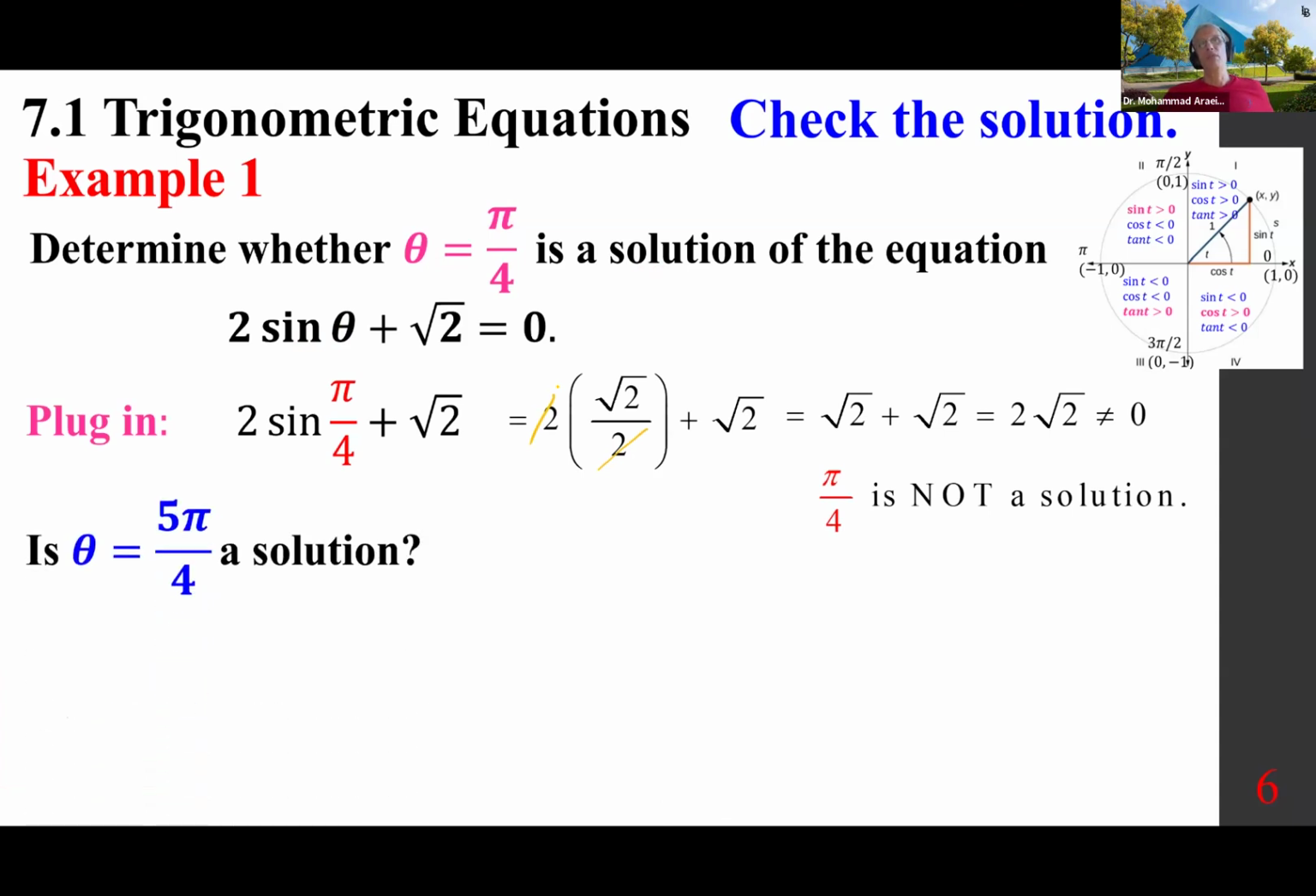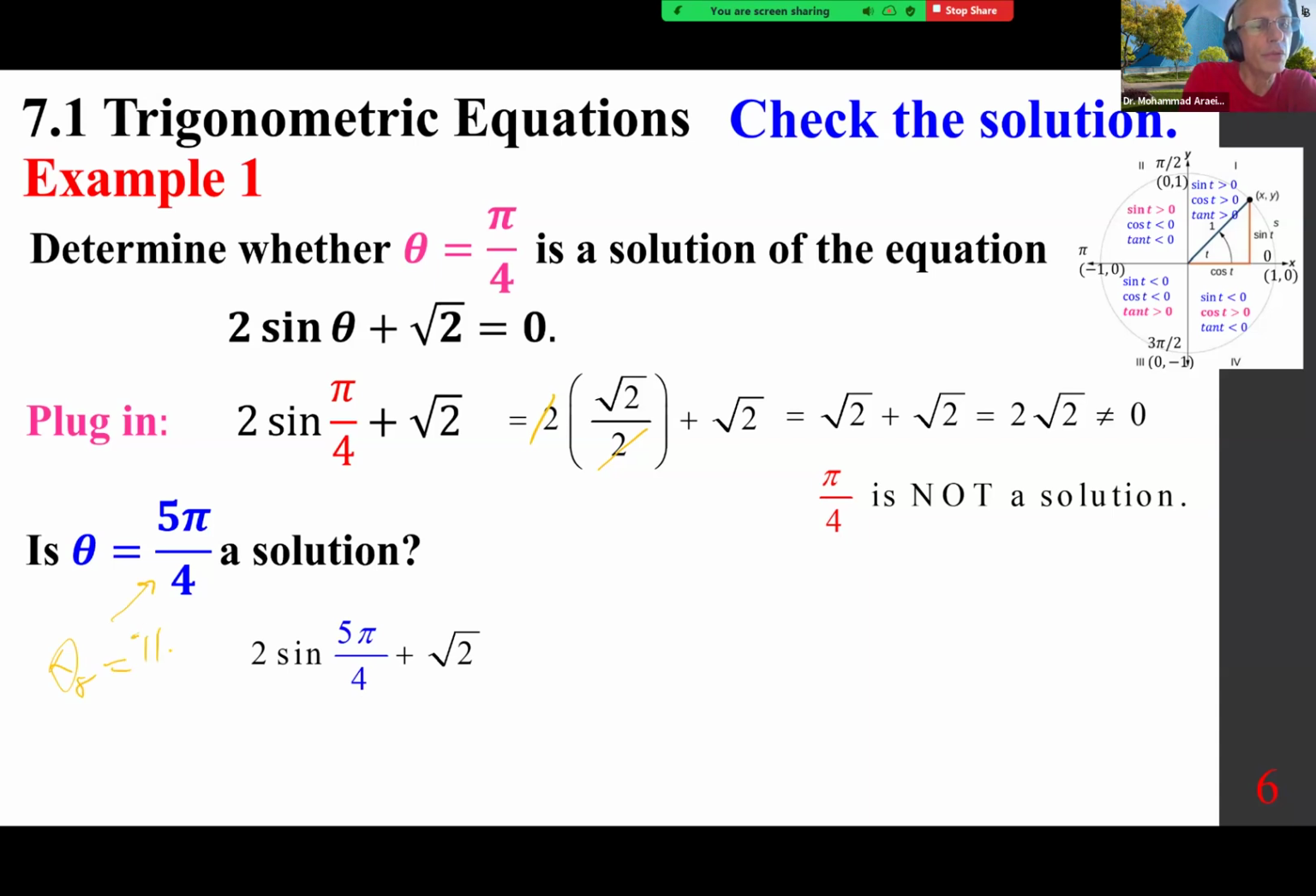Let's see if 5 pi over 4 works. We plug in 2 sine 5 pi over 4 plus square root of 2. Now, I want to remind you that the reference arc is pi over 4. Theta sub r, theta prime, depends on the text. And so it has the same value as this one, square root of 2 over 2, but based on the quadrant, you decide it's negative or positive, because you should know.